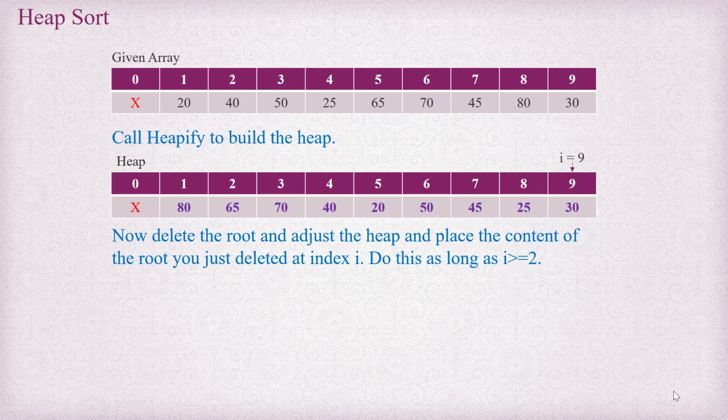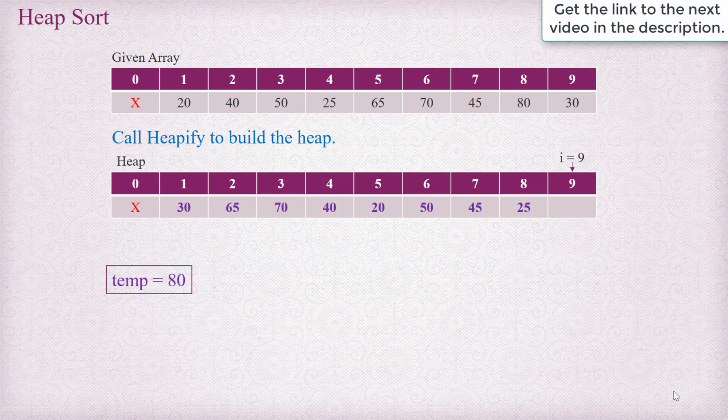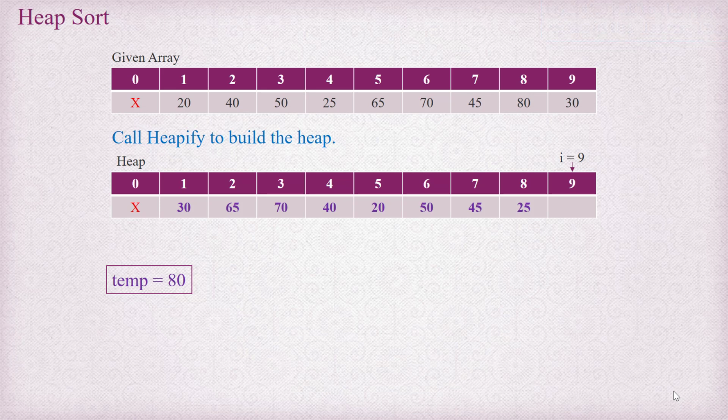So here it is. We take the content of the root, that is of index 1, in a temporary variable temp. So temp gets 80 for the first time. Now since we are deleting the root, we need to copy the last element into the root. That's how we delete from the heap. I have explained heap deletion earlier, right? So the last element at index 9 is 30, and that is copied to index 1. Now we need to adjust the heap for index 1.